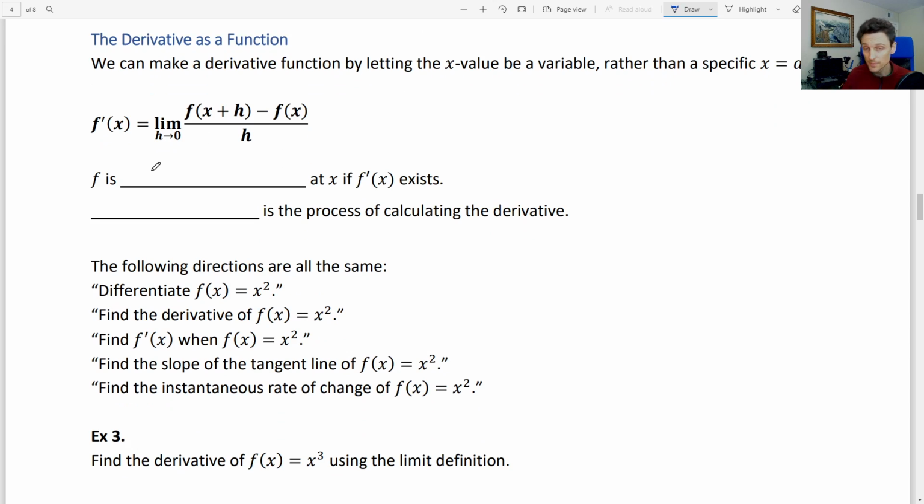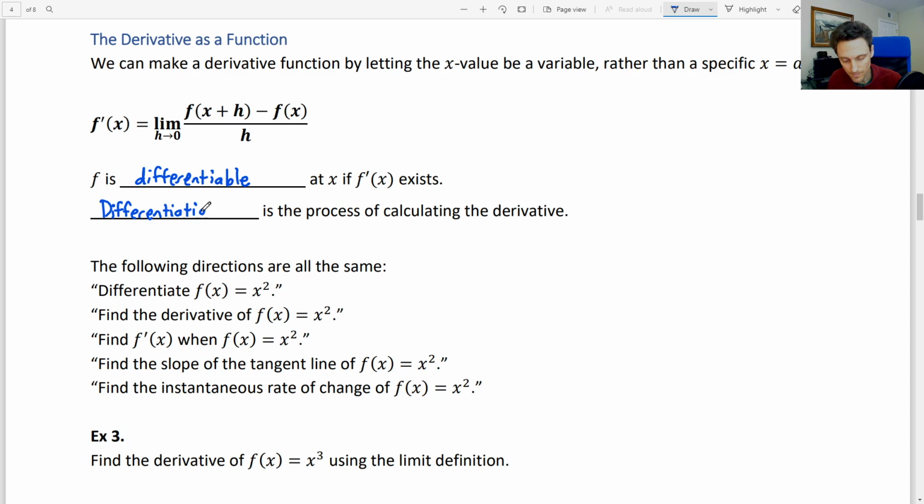A couple of terms that you might hear when talking about the derivative. We would say that f is differentiable at x if the derivative of f at x exists, so if f prime of x exists. And differentiation is the process of calculating the derivative. So you might hear instructions asking you to differentiate the function, or something asking you, is this function differentiable? Does it have a derivative?